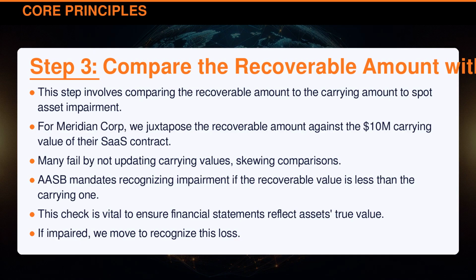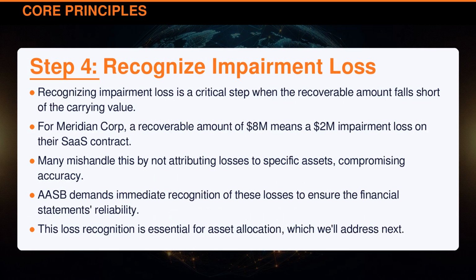AASB mandates recognizing impairment if the recoverable value is less than the carrying one. This check is vital to ensure financial statements reflect assets' true value. If impaired, we move to recognize this loss. Recognizing impairment loss is a critical step when the recoverable amount falls short of the carrying value.